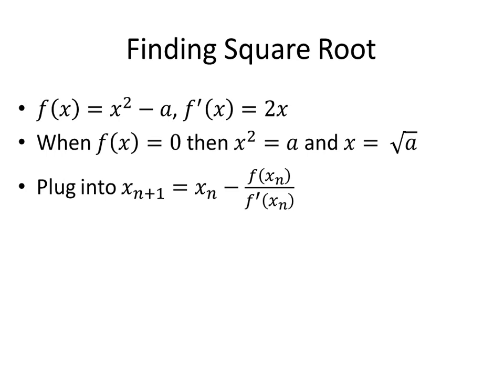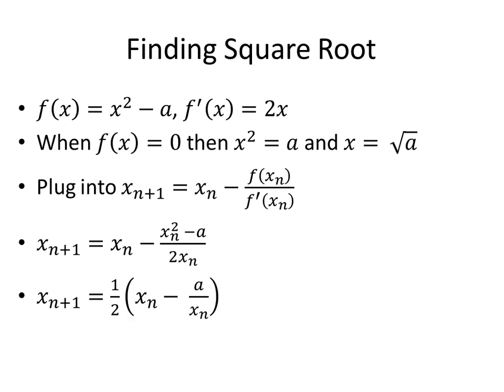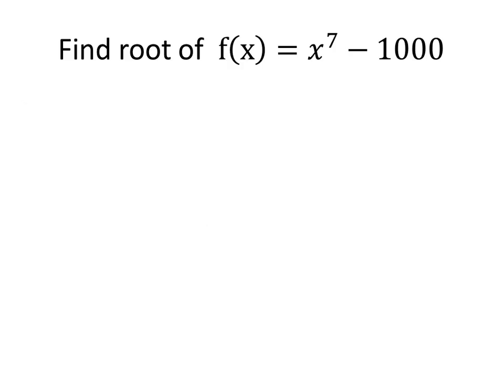When we plug it into Newton's method, we're going to get that x_{n+1} is equal to x_n minus the quantity of x_n squared minus a divided by 2 times x_n. Now we can stop here, or we can simplify a little further and come up with this function. But really, the first equation is all you need. Now let's do another example.